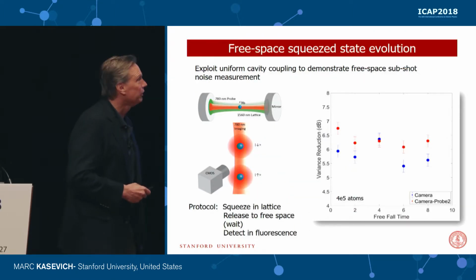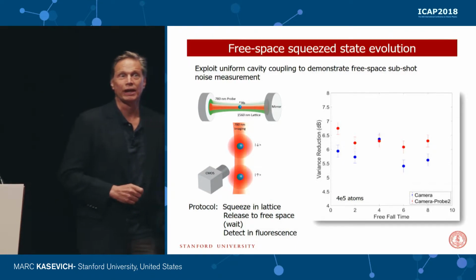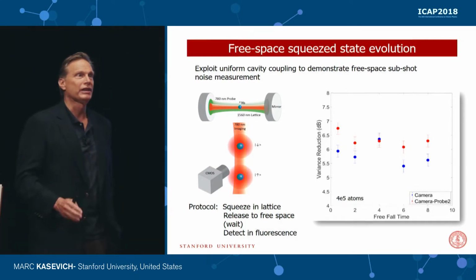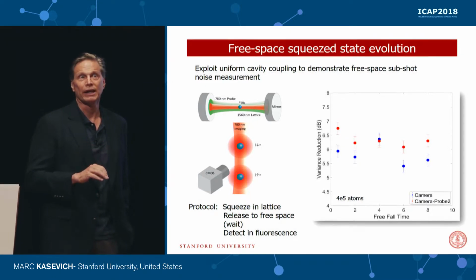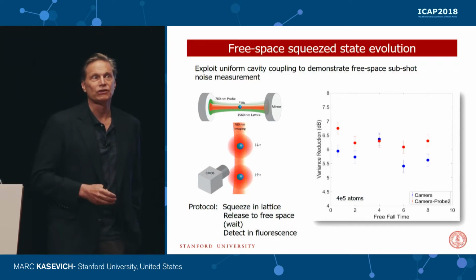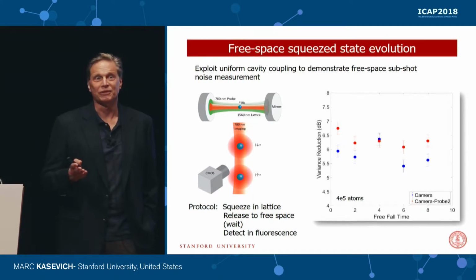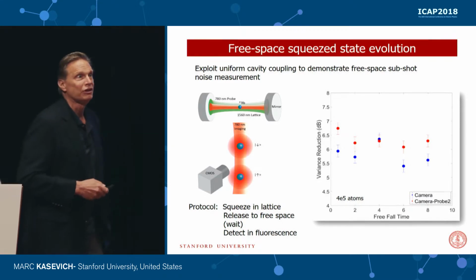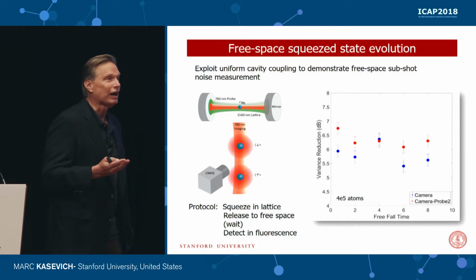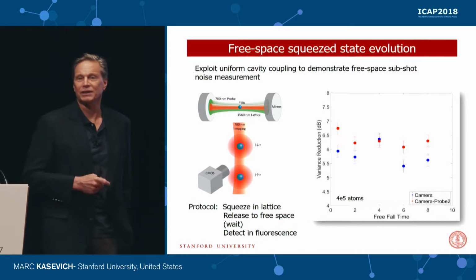So let me skip to this slide. Here's recent data that shows our attempts to do that. For the previous work, the squeezed state was interrogated in the lattice and then probed also in the optical lattice. And the defect with that scheme is that the confining optical lattice is perturbing the coherence of the atomic oscillators, and it leads to a somewhat rapid deterioration of the phase coherence. So it's desirable to build a clock not to contain the atoms in the lattice, but to release them to free space where it's a more pristine environment for maintaining phase coherence.